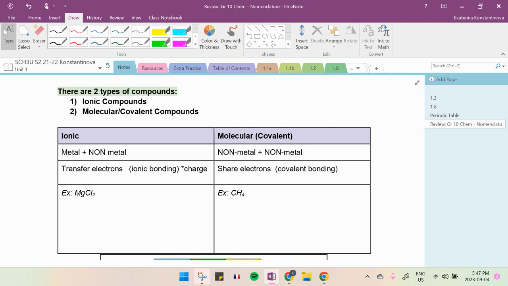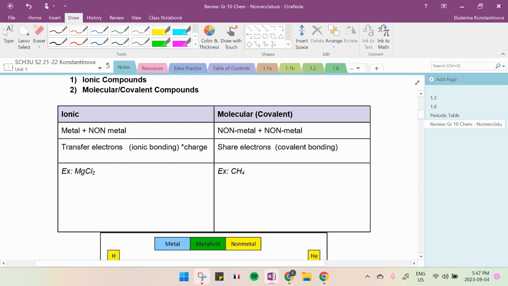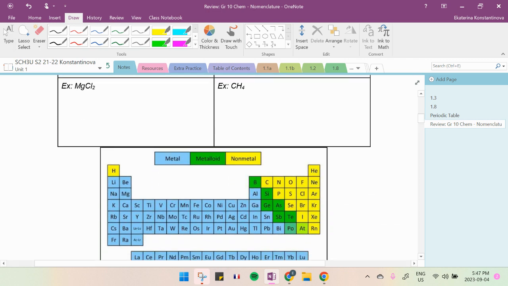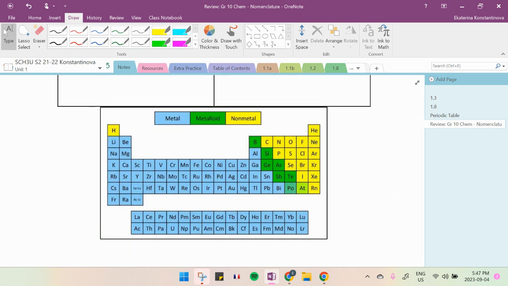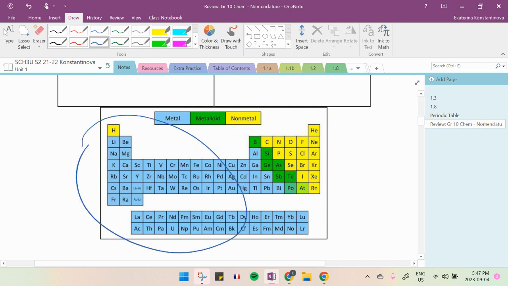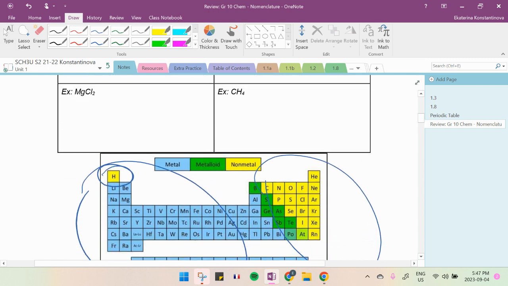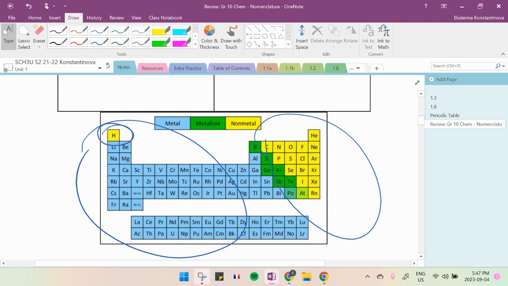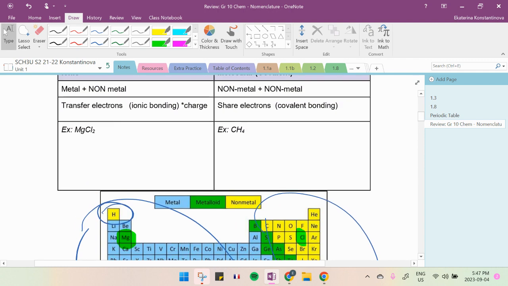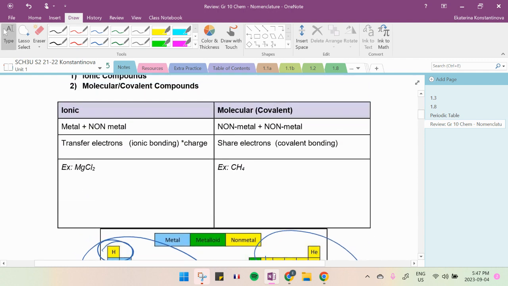Okay, so an example of this is magnesium chloride. How do I know that this is an ionic compound? Well, if I take a look at my periodic table, my metals are on this hand side, colored in blue, and then my nonmetals are over here. But also don't forget about hydrogen. Hydrogen is a non-metal. Okay, so if I have MgCl2, I can look at my periodic table. I can find magnesium right here, which is my metal, and then chlorine right over here, which is my non-metal. So that should indicate that I have an ionic compound.